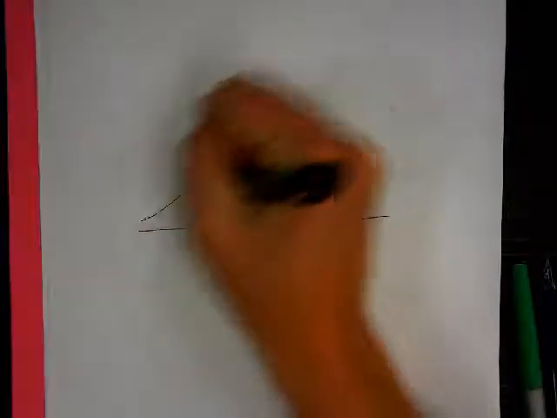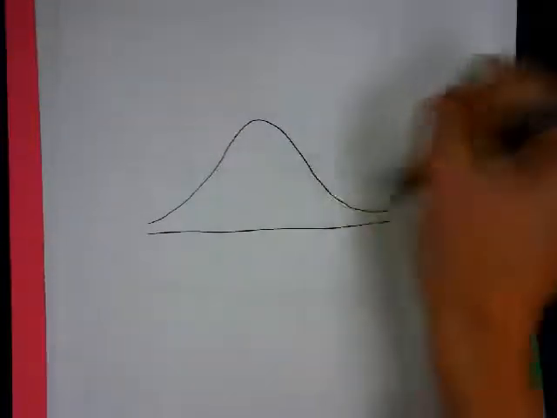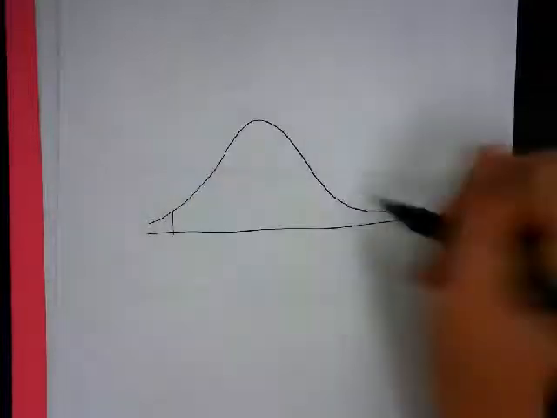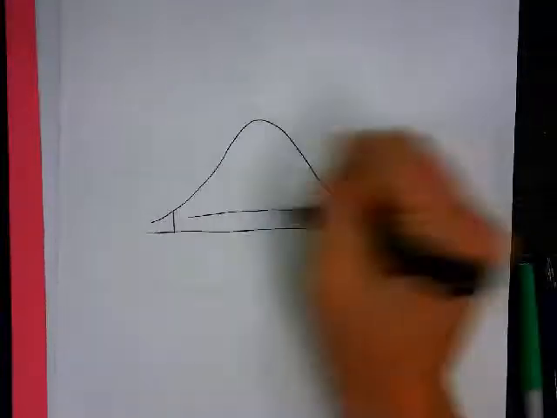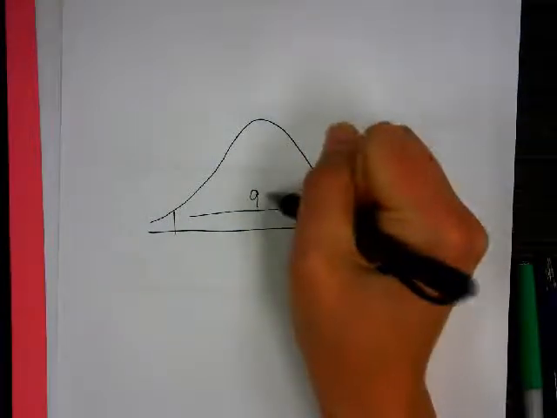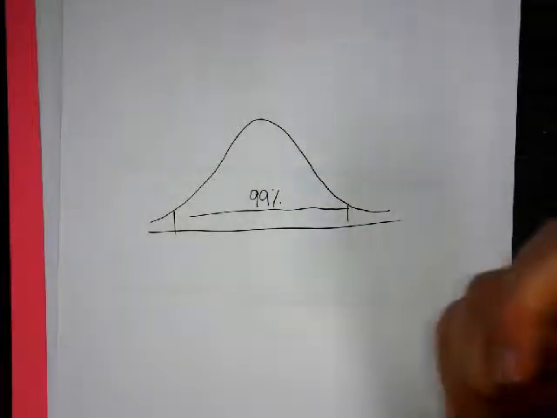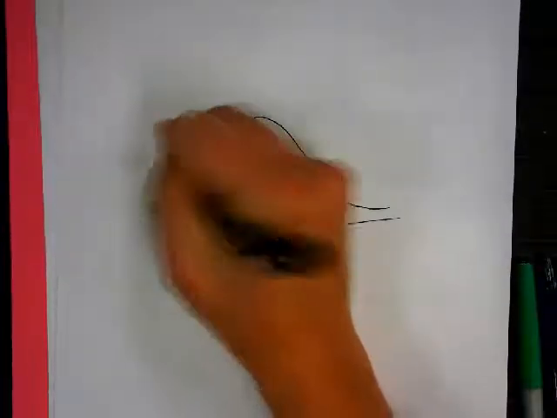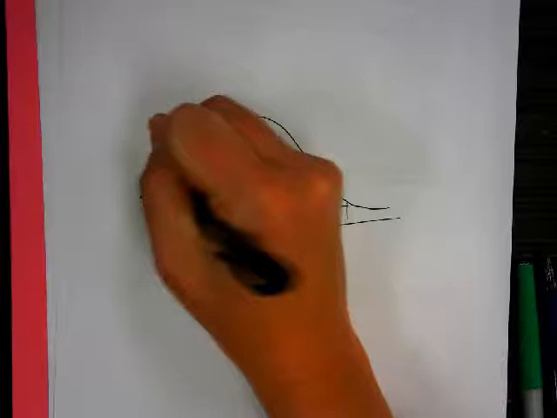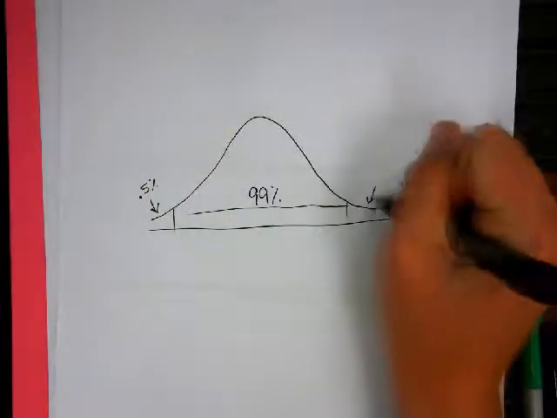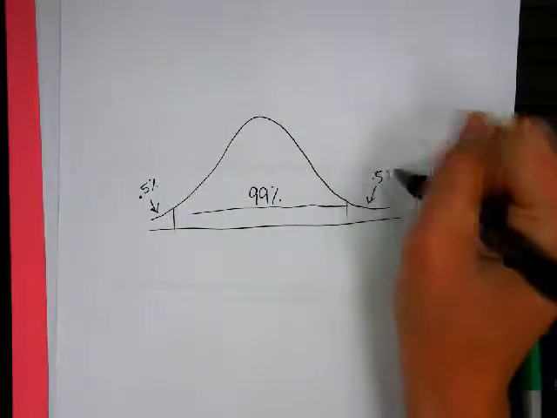So 99% is in the middle, which means you have 0.5% in each tail. Inverse norm is written to include everything to the left, so you have to do 99.5%.